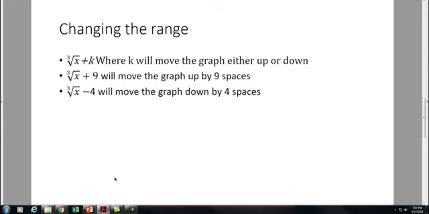For our range, we'll have the cubic root of x plus k, where k will move the graph either up or down. So we have the cubic root of x, end root, plus 9 will move the graph up by 9 spaces. If we have the cubic root of x, end root, minus 4, you may have noticed that I said end root. What that means is that we are ending the root. We are now writing outside of the square or cubic root. You may also see that with parentheses.